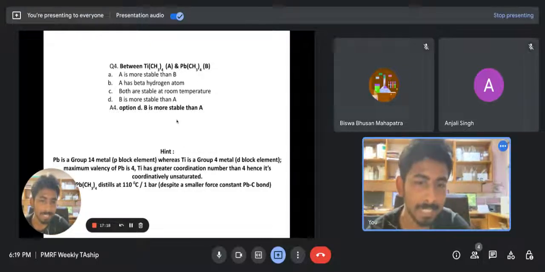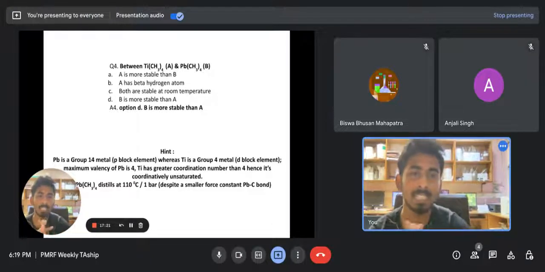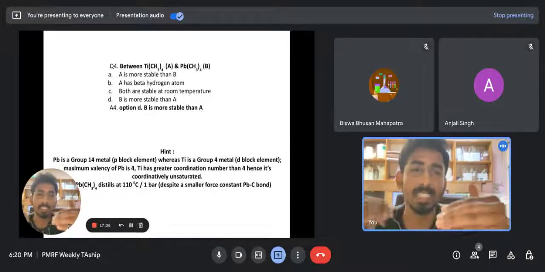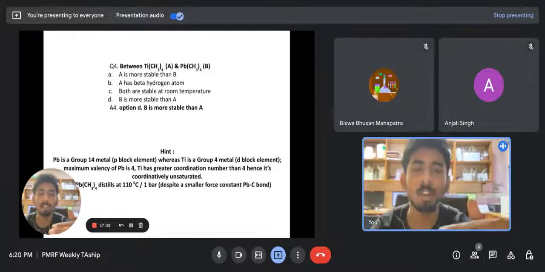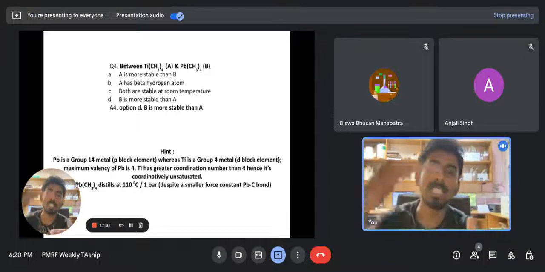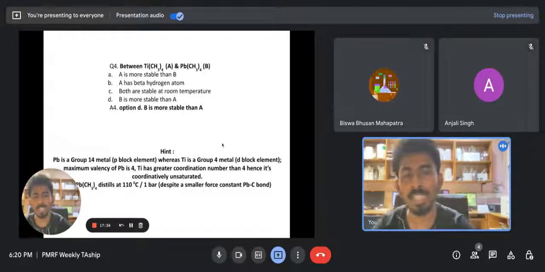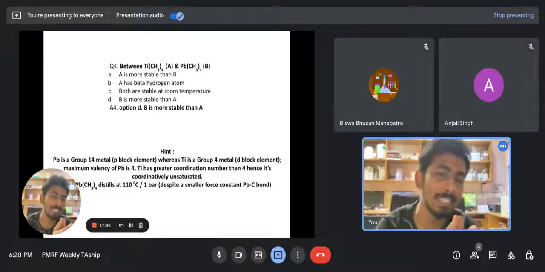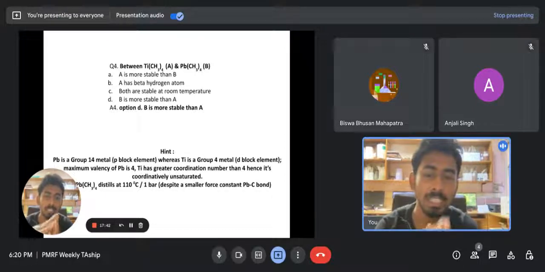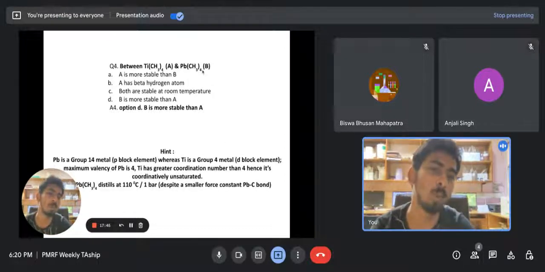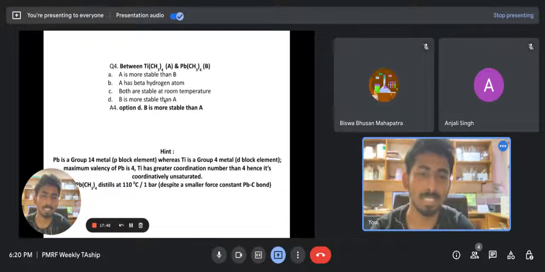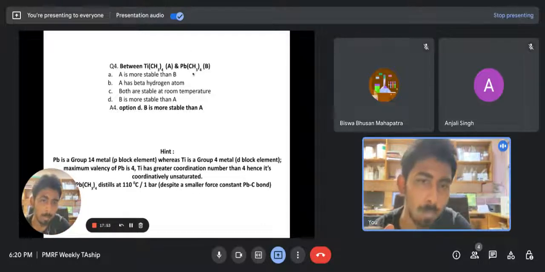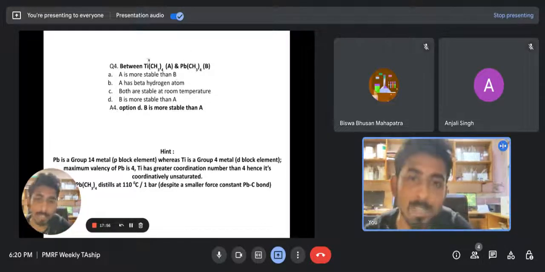But in case of lead, lead is a p block element and the d orbitals of lead are quite high in energy because the d orbitals are not contracted in case of lead. So the s and p orbitals of lead are quite low, but the d orbital is quite high. That's why lead cannot expand its valency more than 4. So lead is sitting in the +4 state. That's why lead is coordinatively saturated in Pb(CH3)4. But in case of titanium, the saturation is quite less. It is coordinatively unsaturated. That's why B, tetramethyl lead, is quite stable compared to Ti(CH3)4.